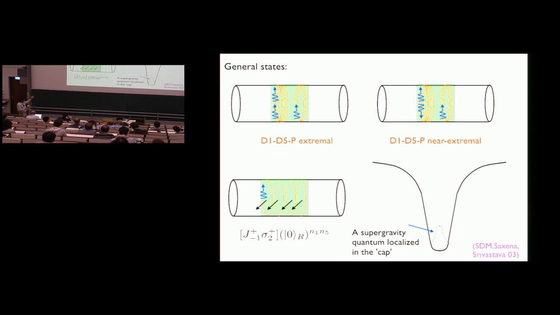These are some descriptions of the states in the full D1, D5 conformal field theory, and I haven't talked about the details, but there's some current operator, there's some twist operator which joins two strings. We apply some operator to this. In any case, in the end, we'll just look at it in pictures.